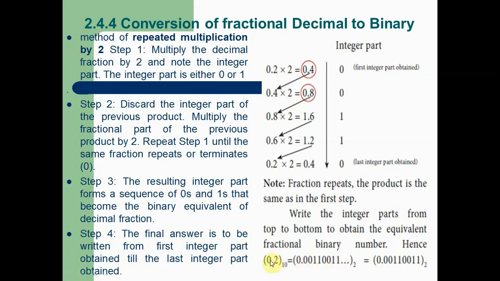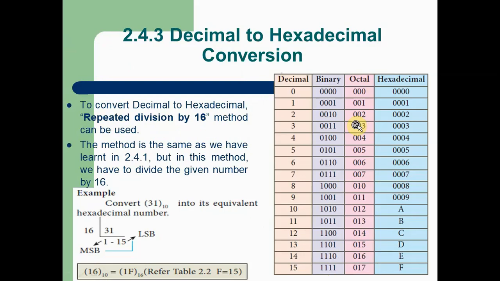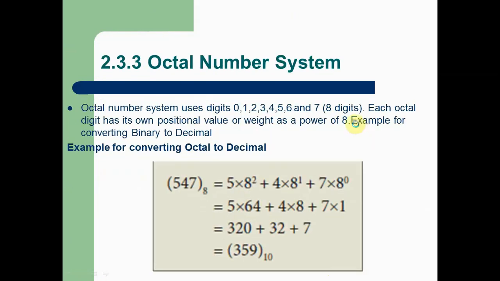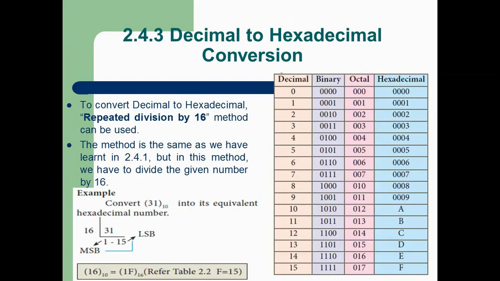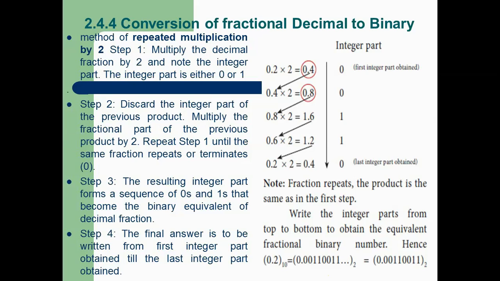So here you can see 0.2 base 10 is equal to 0.0011, and then 0.00110011. So you should write it like this. This is the simple method for converting any fractional decimal number into binary.